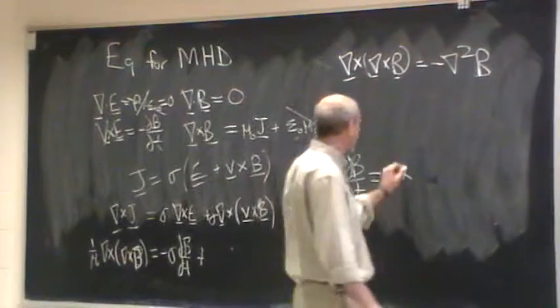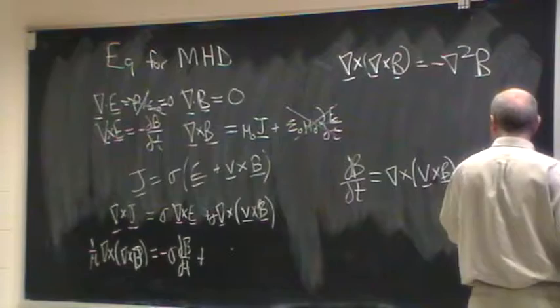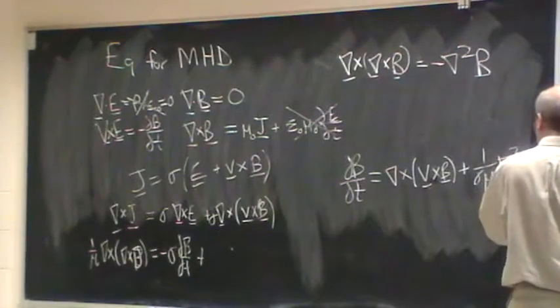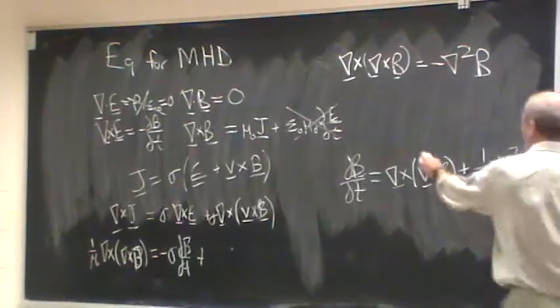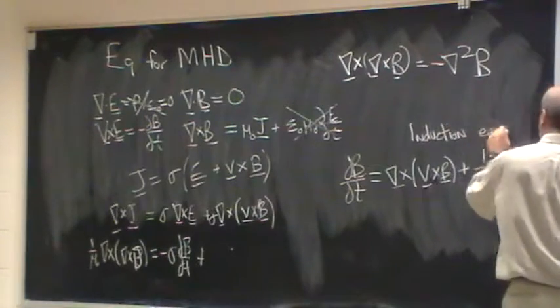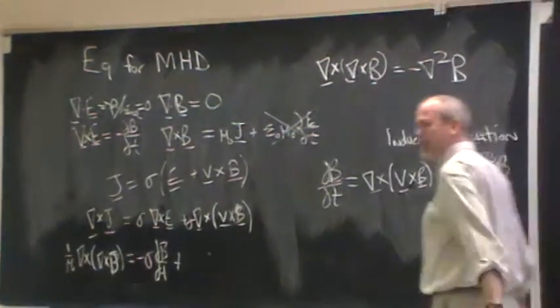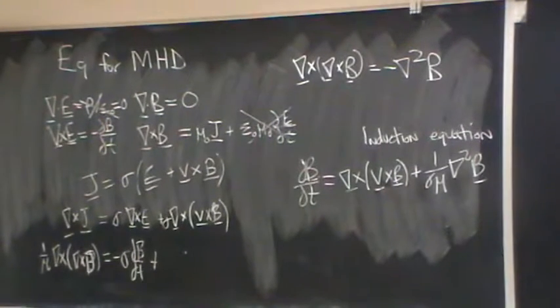So the curl of V cross B plus 1 over sigma mu del squared B. Okay, so that's called the induction equation. And it's more or less all you need to know with boundary data to determine the time evolution of B in the presence of a velocity field. And it includes all of the induction effects. We've used both induction terms, if you will. The one in Maxwell's equations and the one in Ohm's law are adequately represented there. Okay, questions, comments?